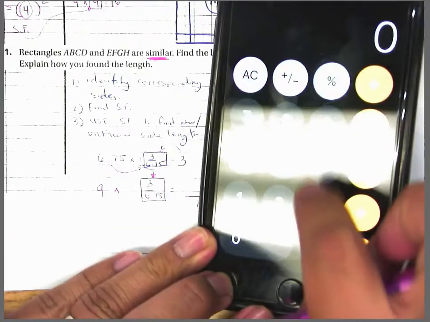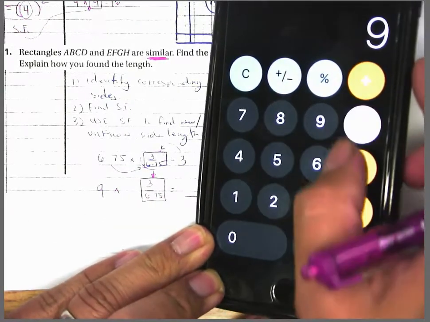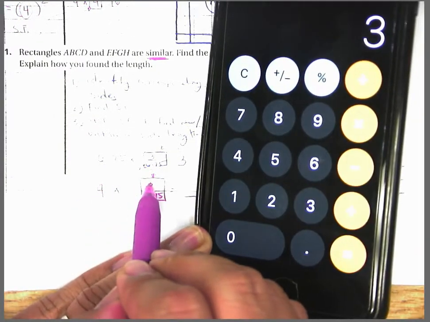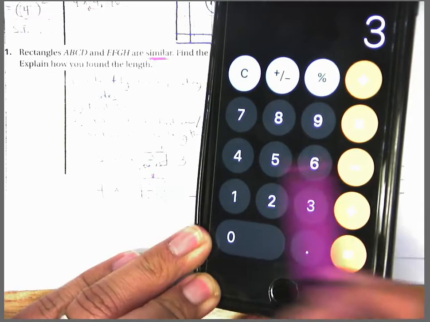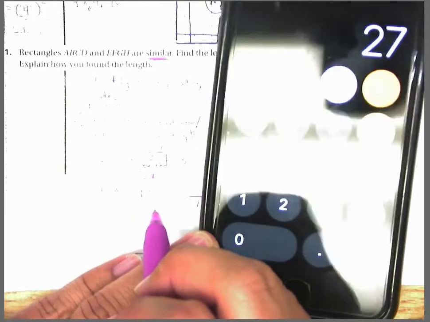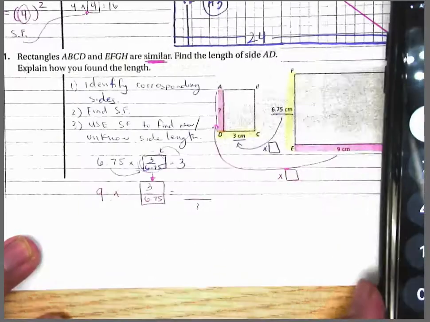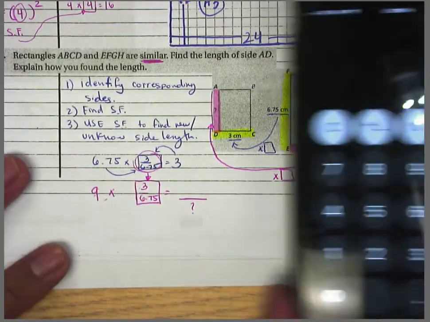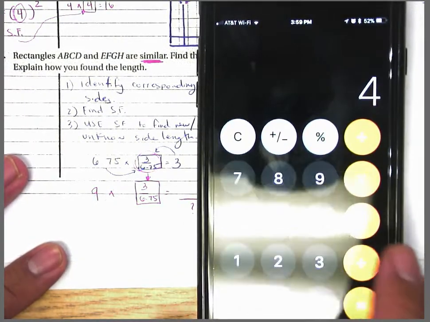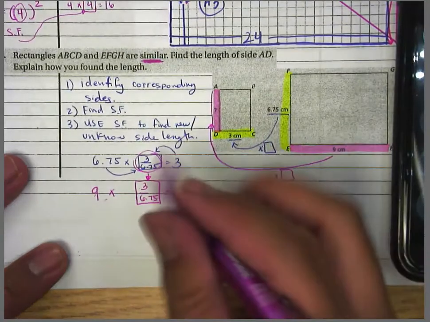we've got 9 times 3. 9 times 3. Okay, that's where I got that number from. Equals 27. And then I'm going to divide it by my denominator, which is 6.75. Divided by 6.75. And I get 4. So this side length is 4.